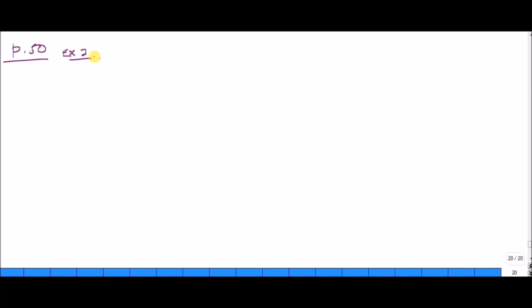We're at page 50 and we are now looking at adding and subtracting fractions with unlike denominators. So the denominators are not the same. Let's look at the example that they give us in exercise 2. And the example is a third plus a half plus 1/8.